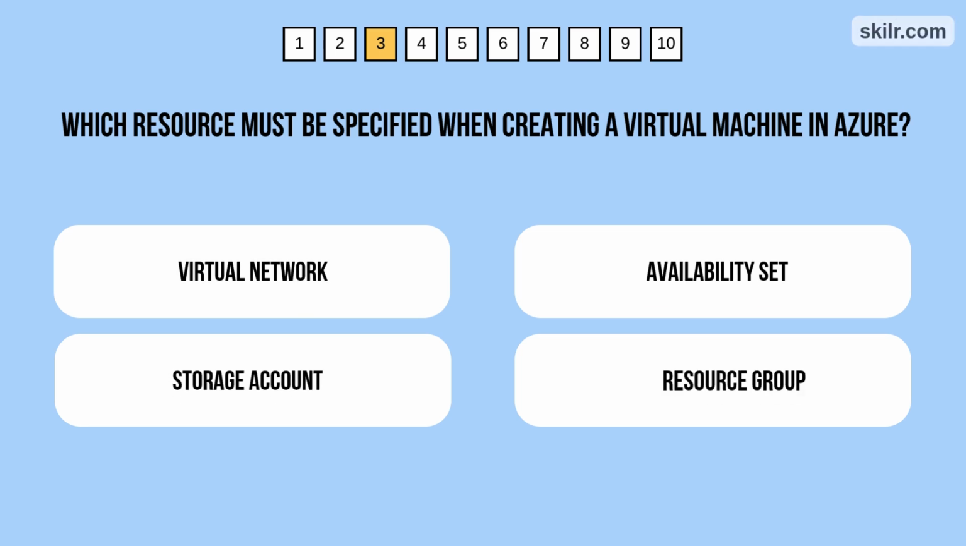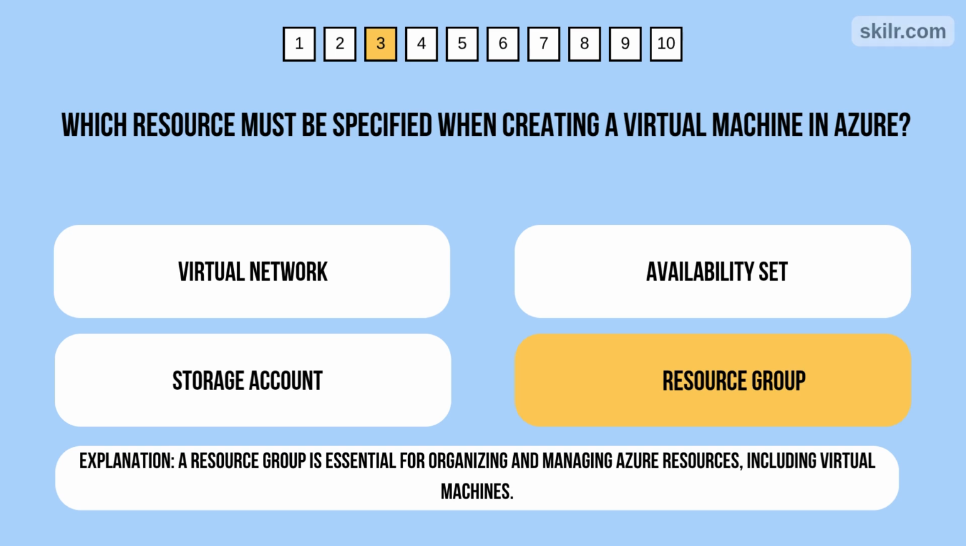Question 3. Which resource must be specified when creating a virtual machine in Azure? The answer is resource group, as a resource group is essential for organizing and managing Azure resources, including virtual machines.